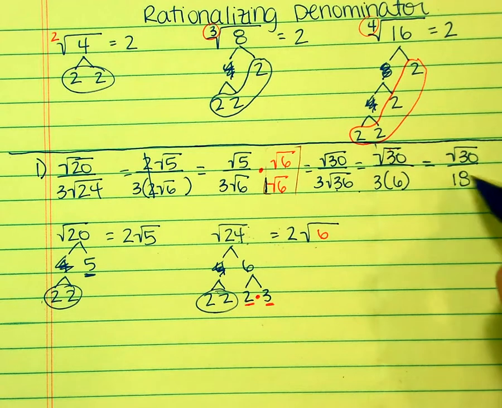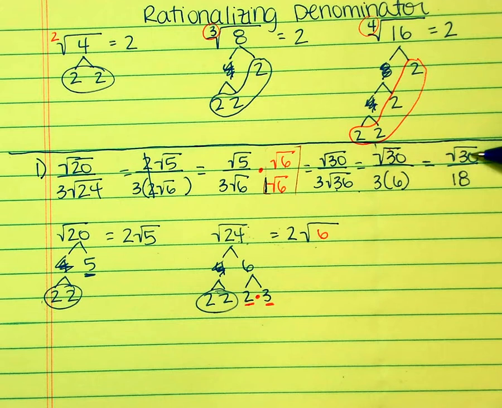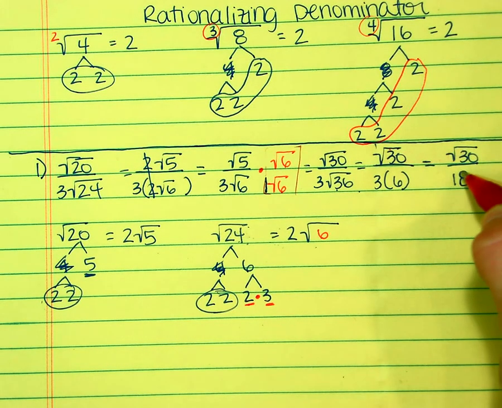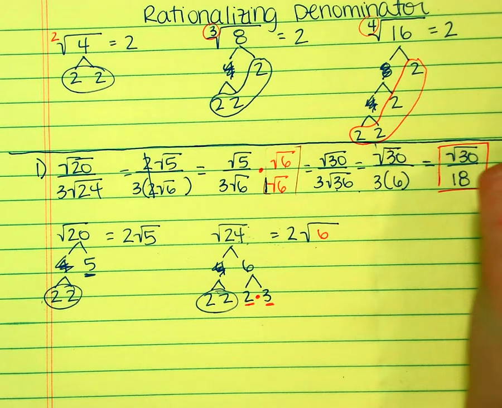Now, both 18 and 30 are even, so we can divide both by 2. But, see this radical? You cannot combine these two because they're not like terms. If you have a radical up here, you can't combine it with any number or simplify it with any number down here that's not inside a radical itself as well. So, this is your final answer.